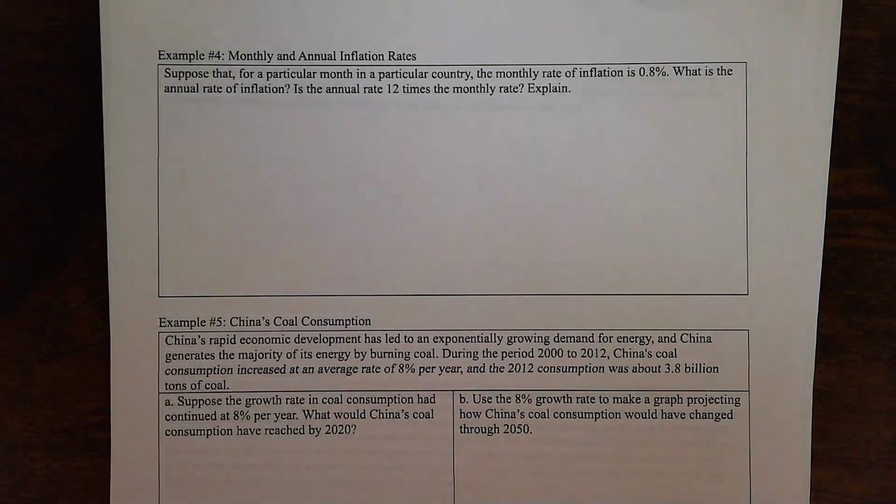Example 4: suppose that for a particular month in a particular country, the monthly rate of inflation is 0.8%. What's the annual rate of inflation if the annual rate is 12 times the monthly rate? We're going to write an exponential function for the inflation. Let Q naught represent the price when time is 0, and Q represent the price T months later.